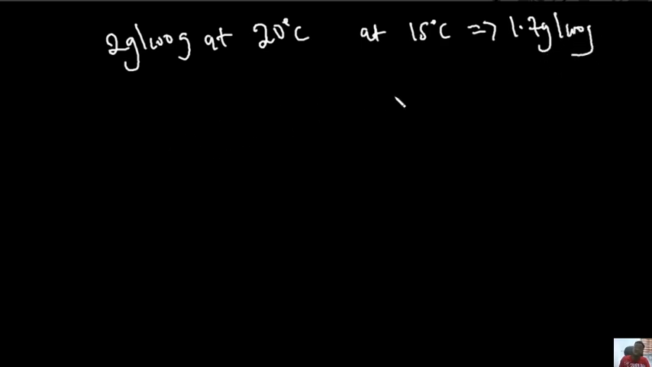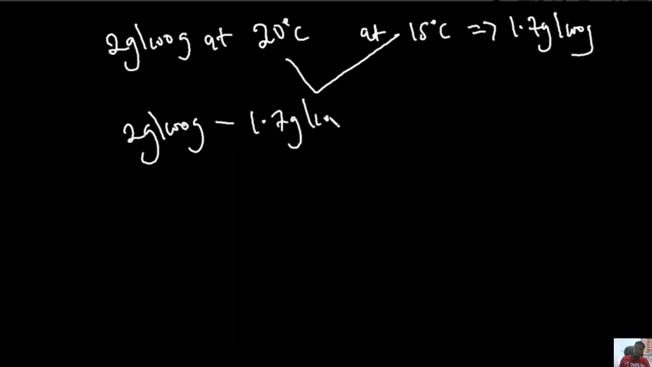at 20 degrees Celsius, and then at 15 degrees Celsius, it is equal to 1.7 gram per 100 gram. And I ask you to find the amount that crystallizes for this decrease in temperature from 20 to 15. It's still the same thing. You simply do 2 grams per 100 gram minus 1.7 gram per 100 gram.